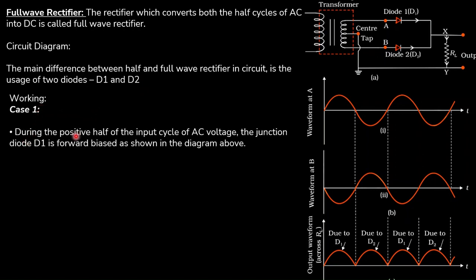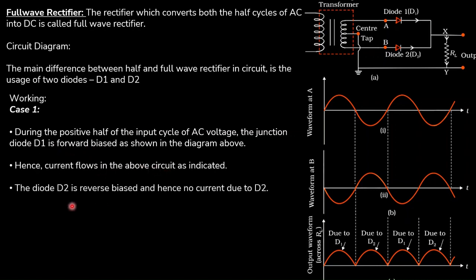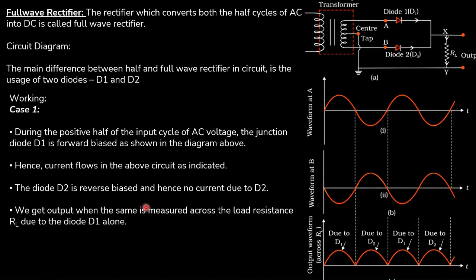Case 1, during a positive half cycle. The diode D1 will be forward biased. Then the current will be flowing in the circuit. Yes, there is a current flow in the circuit. Next, D2 is reverse biased, so D2 will not conduct. There is no conduction in the case of D2. Then we get an output that is measured across the load resistor. So across the load resistor, we are measuring the output waveform.